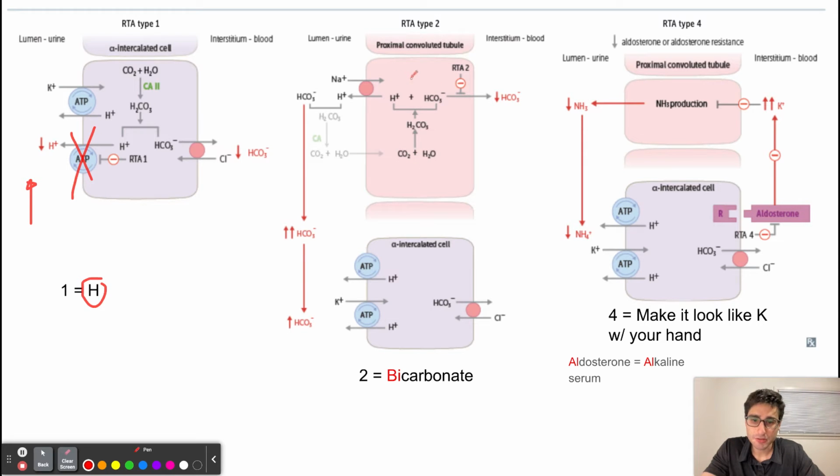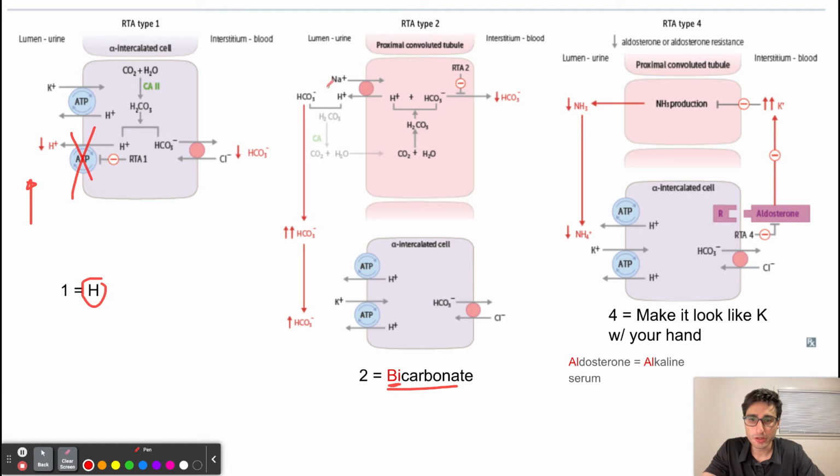Now, in type 2, the problem is going to be with the reabsorption of bicarbonate. Because we're not able to reabsorb bicarbonate, the body is going to acidify. Now, a mnemonic that you can use to remember this is that bicarbonate is going to have bi. Bi means two. So if you're bilingual, for example, you can speak two languages. So this is how you know that type 2 is going to be a problem with the reabsorption of bicarbonate.